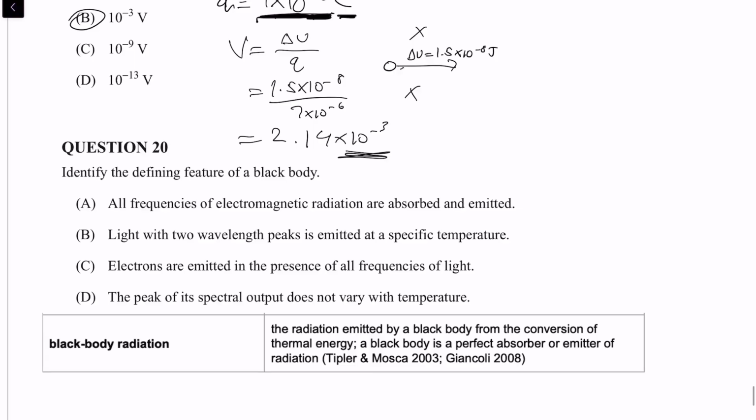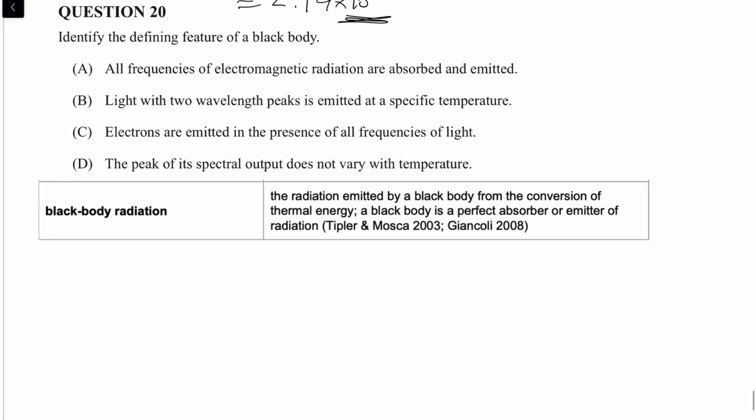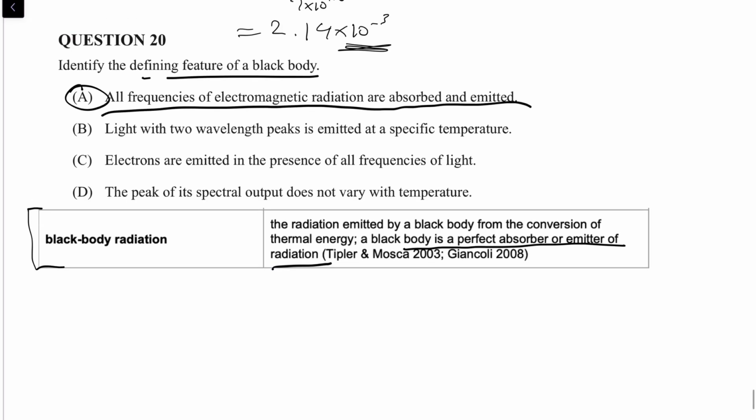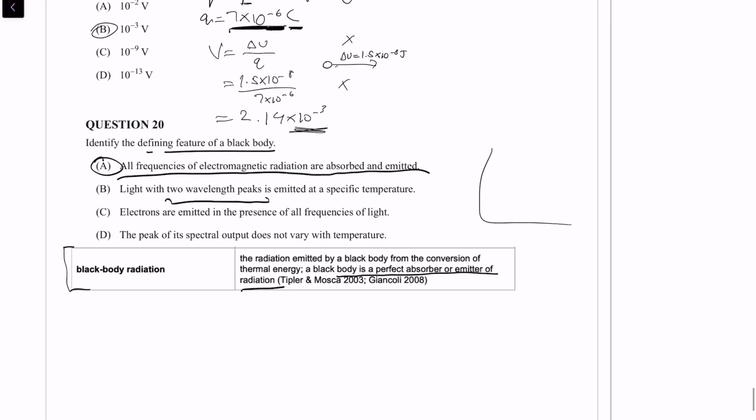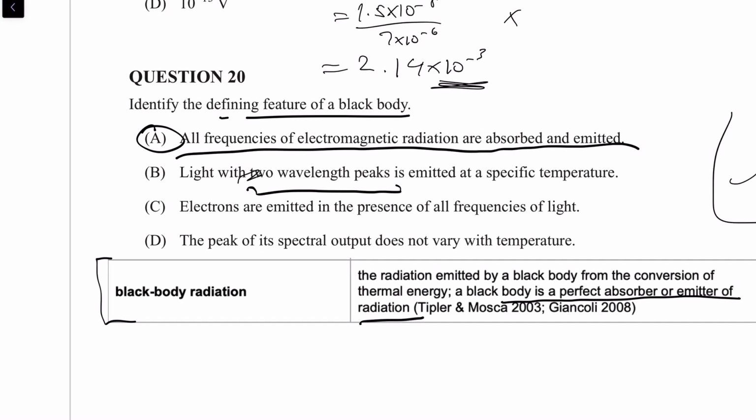Again, definitions, I'm going to say it again, but just memorize the ones that you need to know, the dot points. Defining feature of a black body, yes, this one right here. A black body is a perfect absorber or emitter of radiation. All frequencies of electromagnetic radiation are absorbed and emitted. The light does not have 2 wavelength peaks. If you remember that graph, there's only 1 peak. So this is 1. Electrons are emitted in the presence of all frequencies of light.